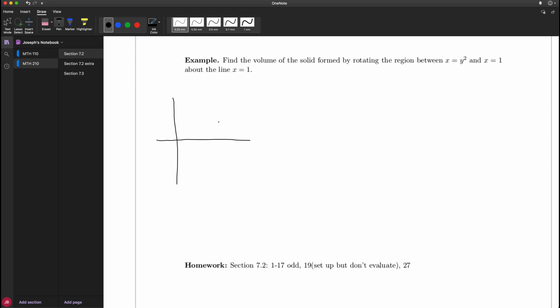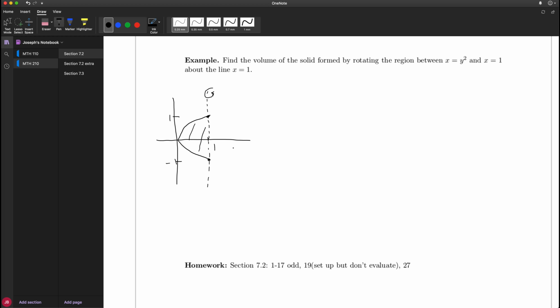Okay, so everything is tipped over, right? Because it's x equals a function of y. Now, x equals y squared is just a normal parabola, but just tipped sideways. And this is the line x equals 1. So let's watch what happens here. We just get this. So we're taking this region and we're going to spin it about the line x equals 1.